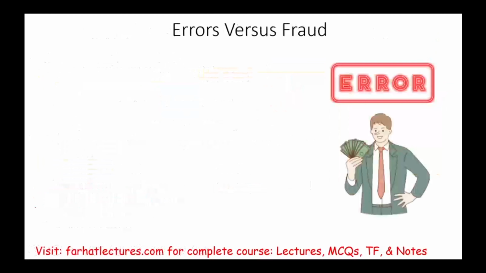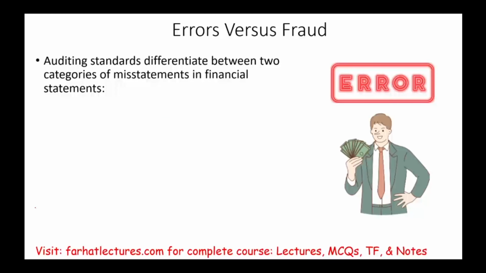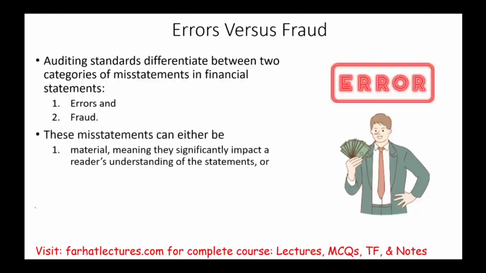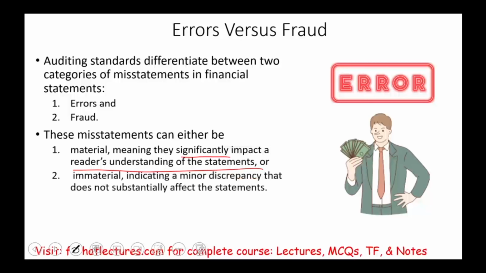Now, let's discuss the difference between errors versus fraud. Auditing standards differentiate between 2 categories of misstatement, errors and fraud. And those misstatements can be material, meaning what? We just defined this. They significantly impact the reader's understanding of the statement and their opinion, or they can be immaterial, indicating a minor discrepancy that does not substantially affect the statement or the opinion of the user.